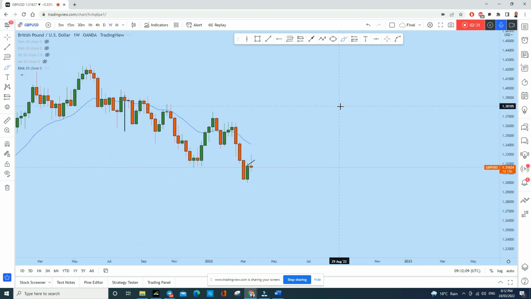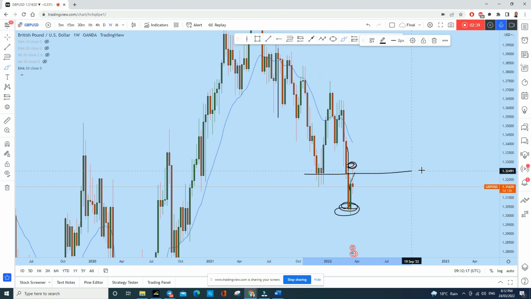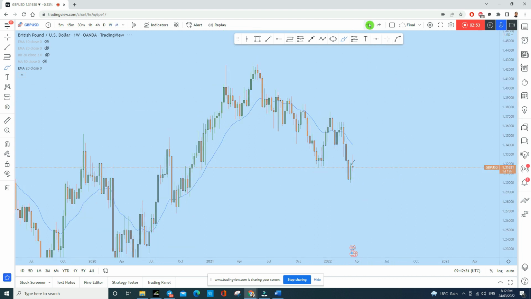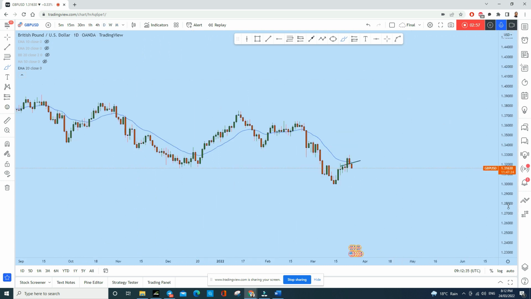Let's see the weekly as well. We saw that after this green move to the upside, this current week the price went up, penetrated this level of support here, and then the price came back to the downside, testing this support as a resistance, and we now see a rejection towards the downside. Now let's see how we can trade this, going to the daily time frame.